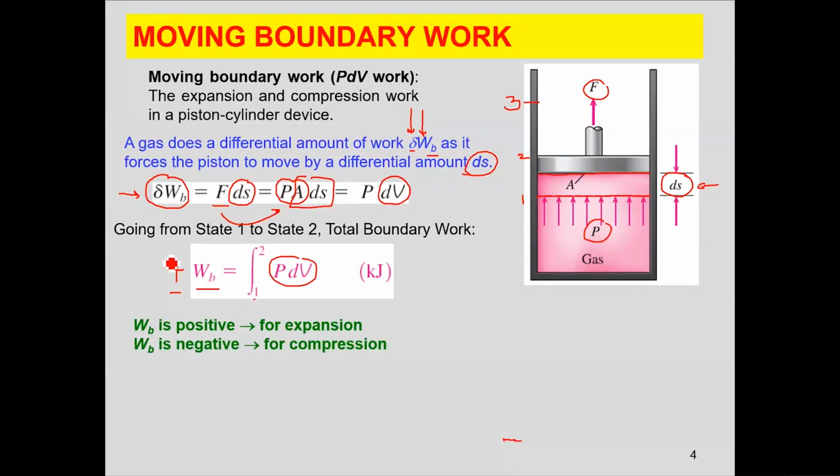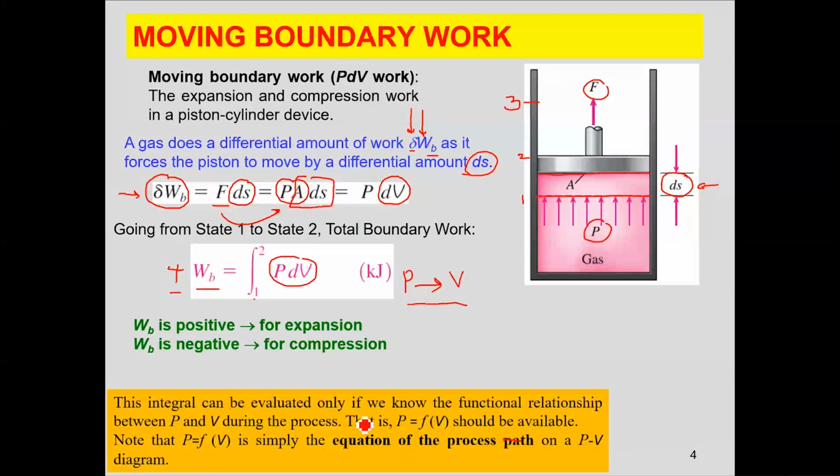And in order to evaluate PdV, you need to have a relationship between pressure and volume in order to find out the boundary work. And the relationship between pressure and volume is nothing but the path through which the system moves. So the knowledge of pressure as a function of volume is essential in order to calculate the boundary work, and this relationship between pressure and volume is nothing but the equation of the process path. How did you move from state 1 to state 2?